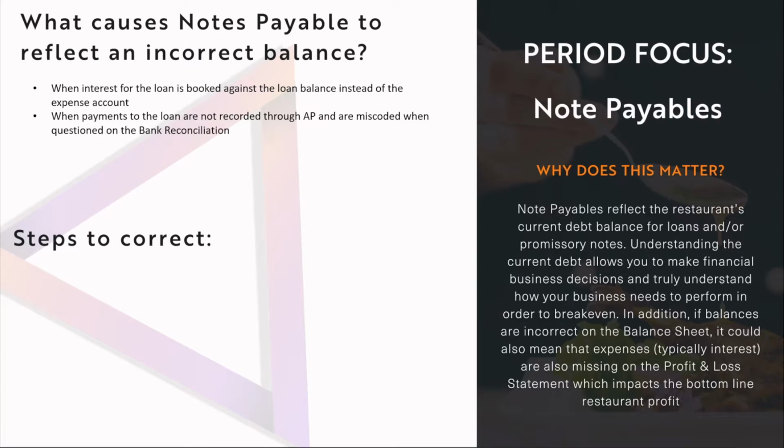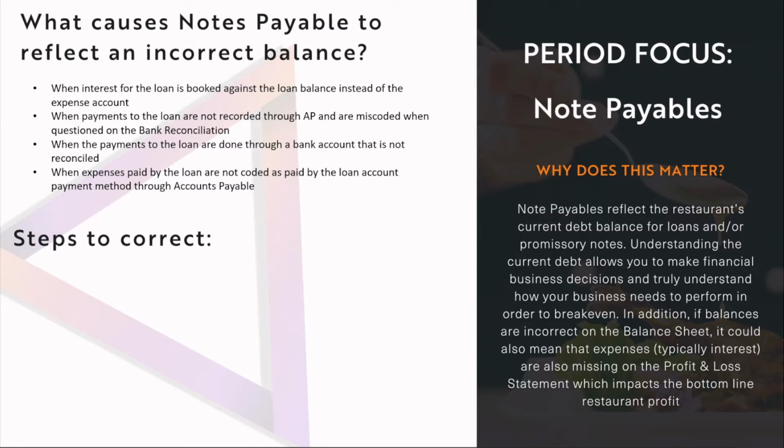Another cause is when the payments to the loan are not recorded, or when questioned on the bank reconciliation, they are miscoded. Or when payments to the loan are recorded through the bank, that is not being reconciled. For those of you on RASI, cash management will play a large part in ensuring this does not happen in the future. And lastly, when expenses paid by the loan are not coded as paid by the loan account when recording accounts payable, this could result in a negative liability.